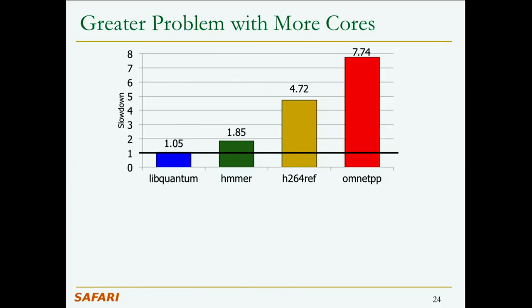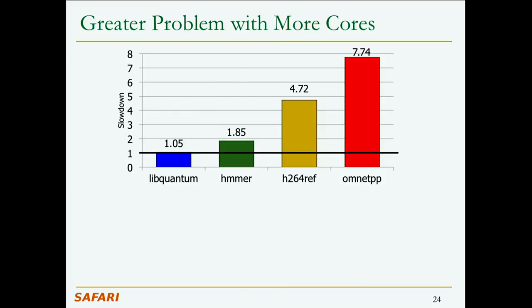Okay, so this becomes a greater problem with more cores. This is, again, another result. Basically, these are 4 different applications run together, and the slowdown each of them experiences compared to when it's run alone on the same system. As you can see, one application, this is very, very streaming, very memory intensive also. It slows down by only 5%. Another workload, this is a network simulator, slows down by almost 8x, 8 times compared to when it's run alone. And this is H.264. It's basically a video encoder that slows down by about 5x.